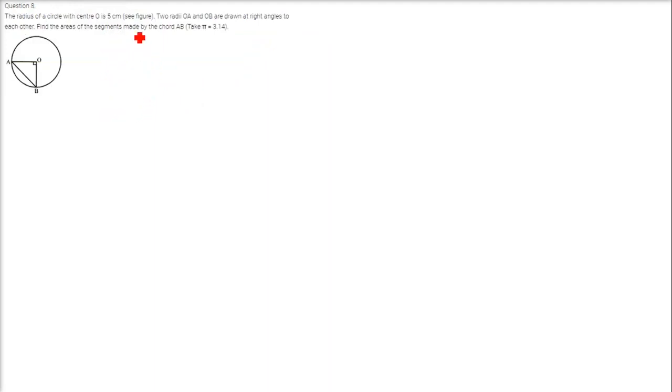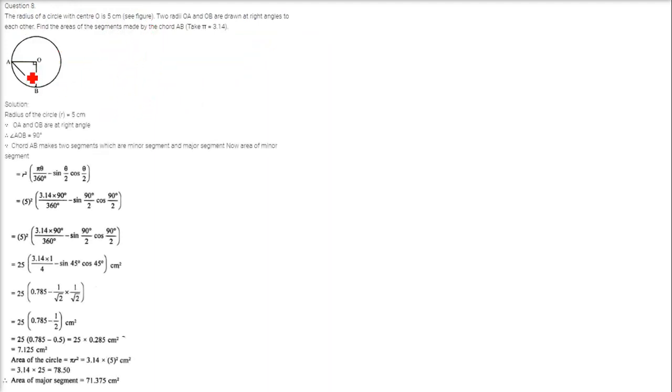The radius of a circle with center O is 5 centimeters. So this is 5 centimeters, and this is 5 centimeters. Two radii, OA and OB, are drawn at right angles to each other, so this is 90 degrees. Find the areas of the segments made by the chord AB.